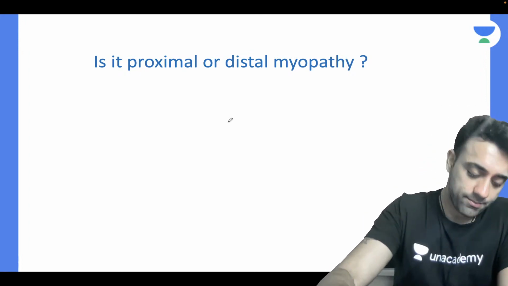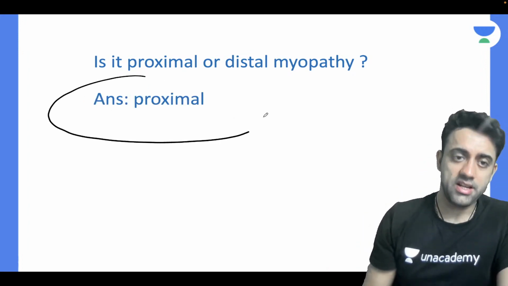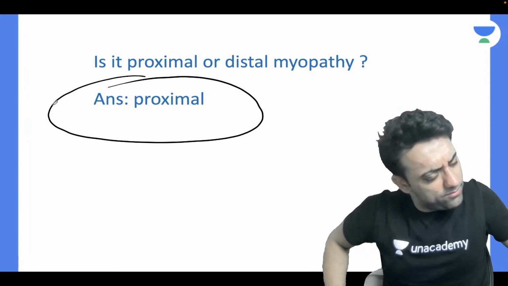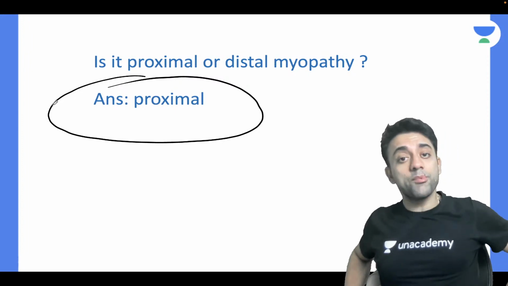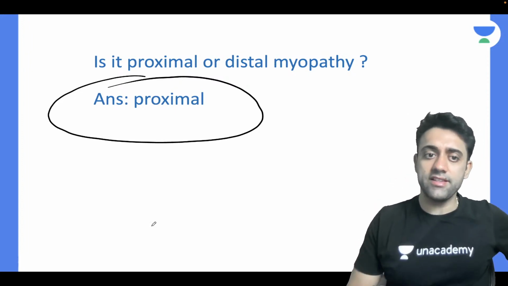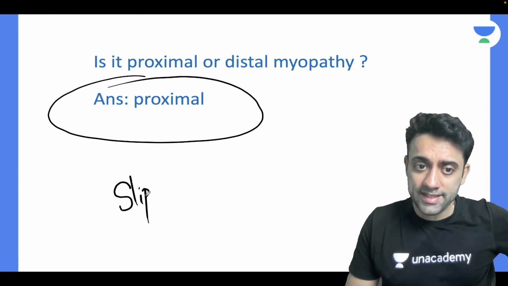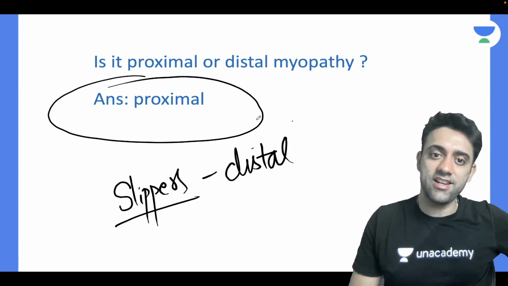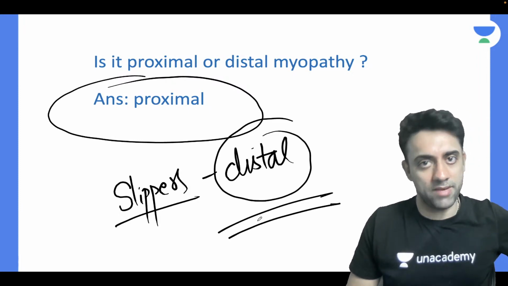So it's a proximal muscle dystrophy. Remember, if I'm not able to get up from the sitting position, I'm having proximal muscle weakness. If I say I'm not able to put on my slippers, I have distal muscle weakness.